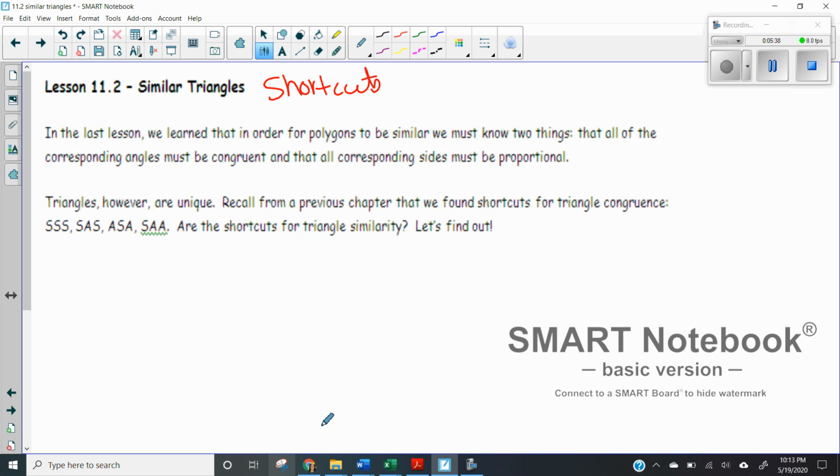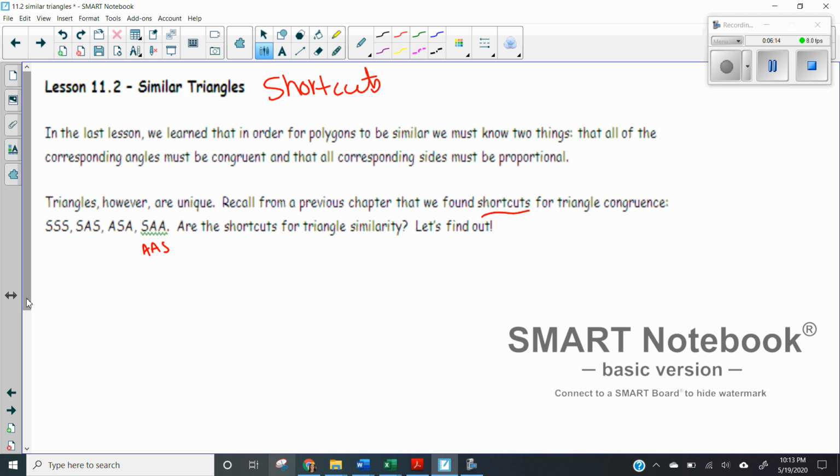But triangles, similar to our congruence unit, are a little bit unique. There are actually some shortcuts here. So if you remember from the triangle congruence unit, we had side, side, side, side, angle, side, angle, side, angle. This one could also be written this way, angle, angle, side. That basically saved us some work, right? So instead of testing that all 3 pairs of sides were congruent and all 3 pairs of angles were congruent, we found that if you just test a certain combination of them, that's enough to prove the triangles are congruent.